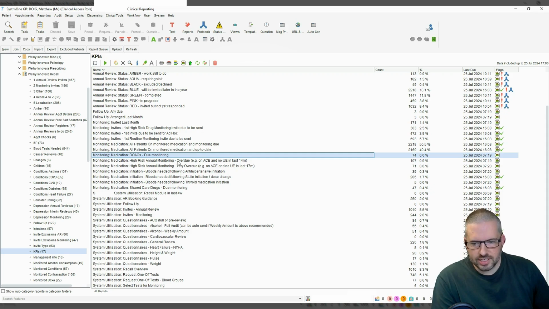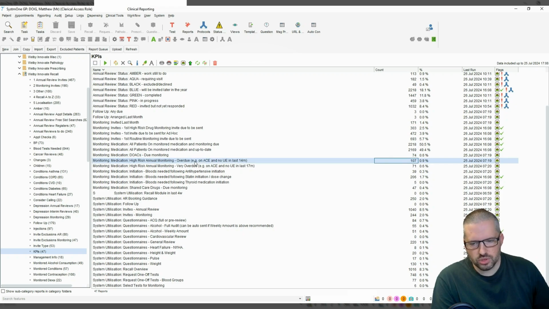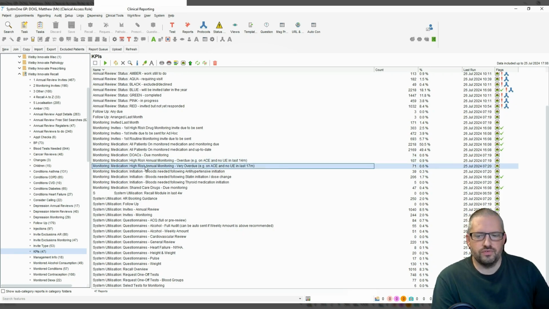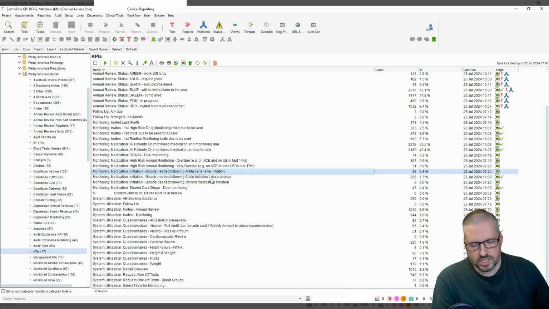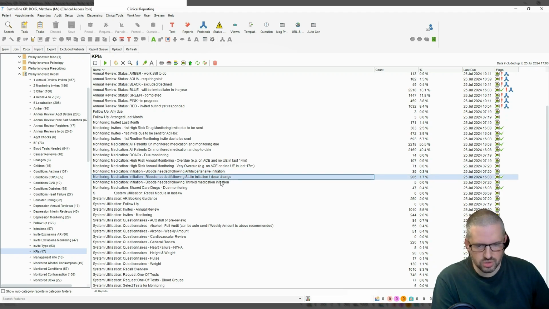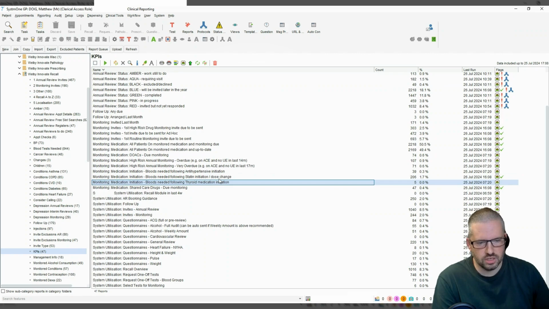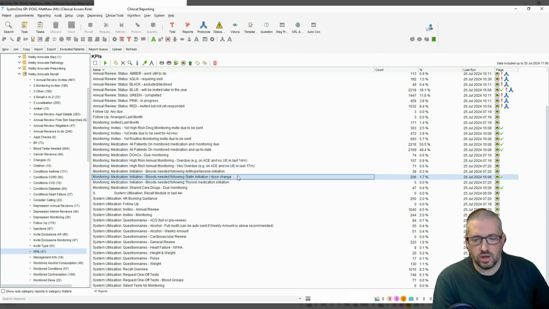Then you've got more specific categories. You've got DOACs that are due monitoring. The high-risk annual monitoring, so that's like ACE and no U&E in the last 14 months. Very overdue, similar, but with the last 17 months. Bloods needed following antihypertensive initiation, statin initiation, or dose change, and thyroid initiation. That statin one is often quite high because it will pick up things like a dose increase from a few years ago. Again, doesn't necessarily mean it's urgent and needs doing right away, but when they next come for their review, that will get picked up.